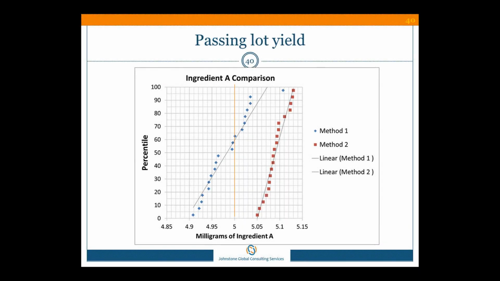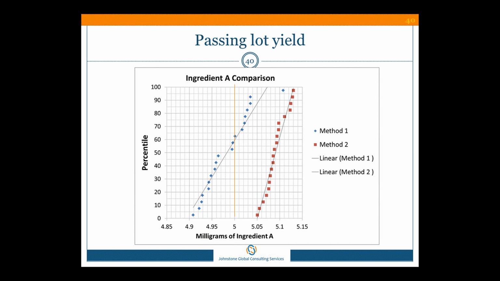You point to the two lines and say, "We could do that, but we'll be wasting ingredient A, and our product will not be consistent. Look at the slope of the two lines. Ideal would be a vertical line at just above 5 milligrams. Method 1 has a much higher dispersion of ingredient A than Method 2.